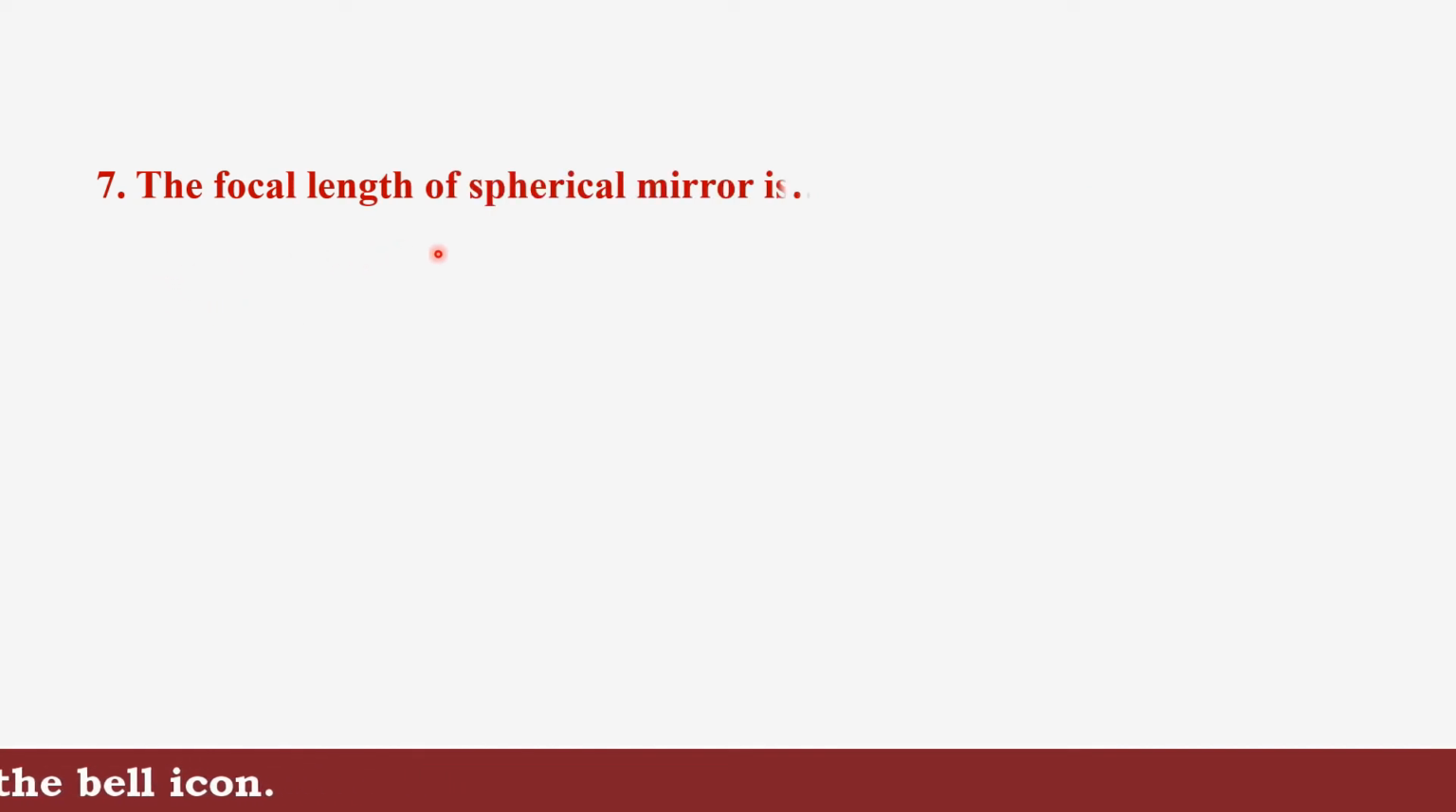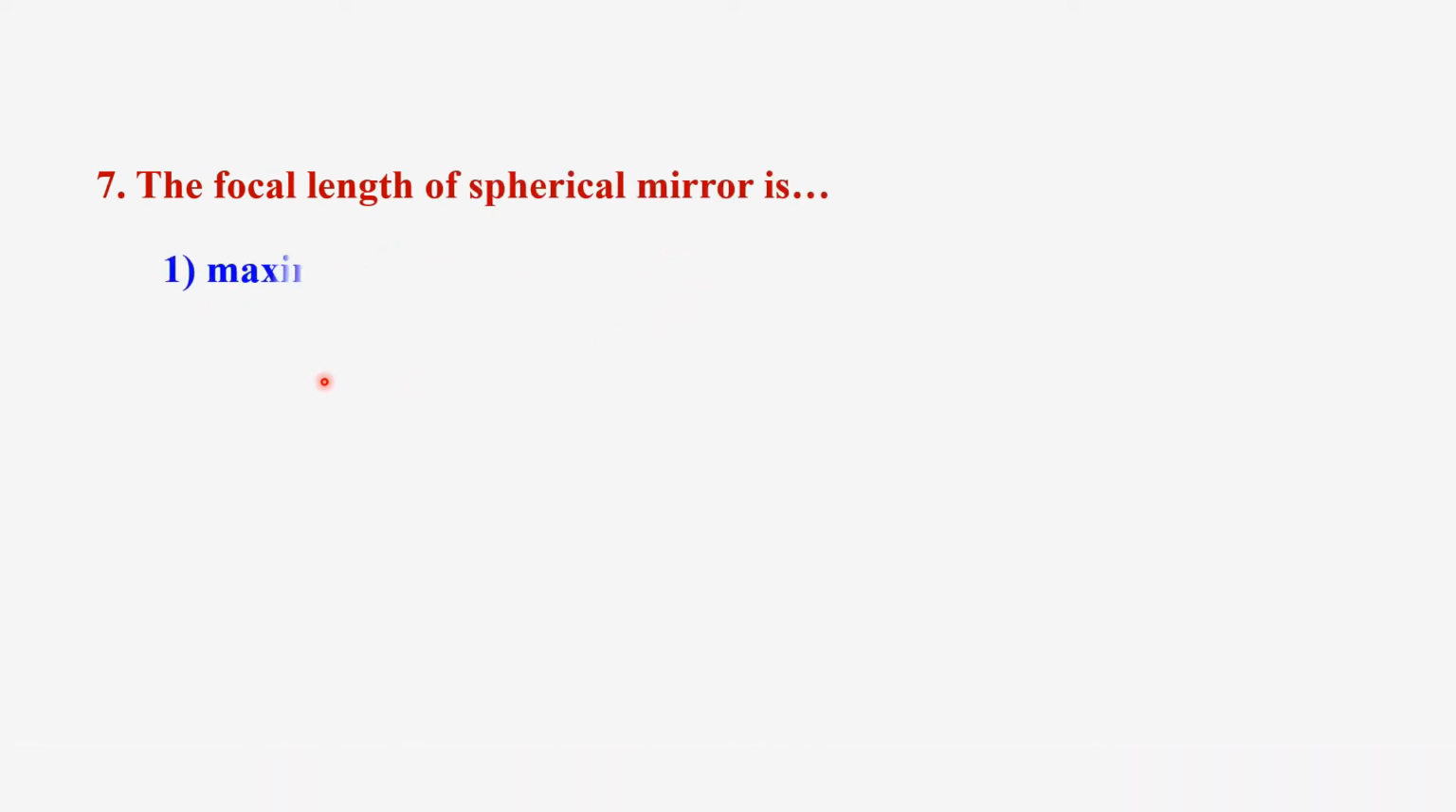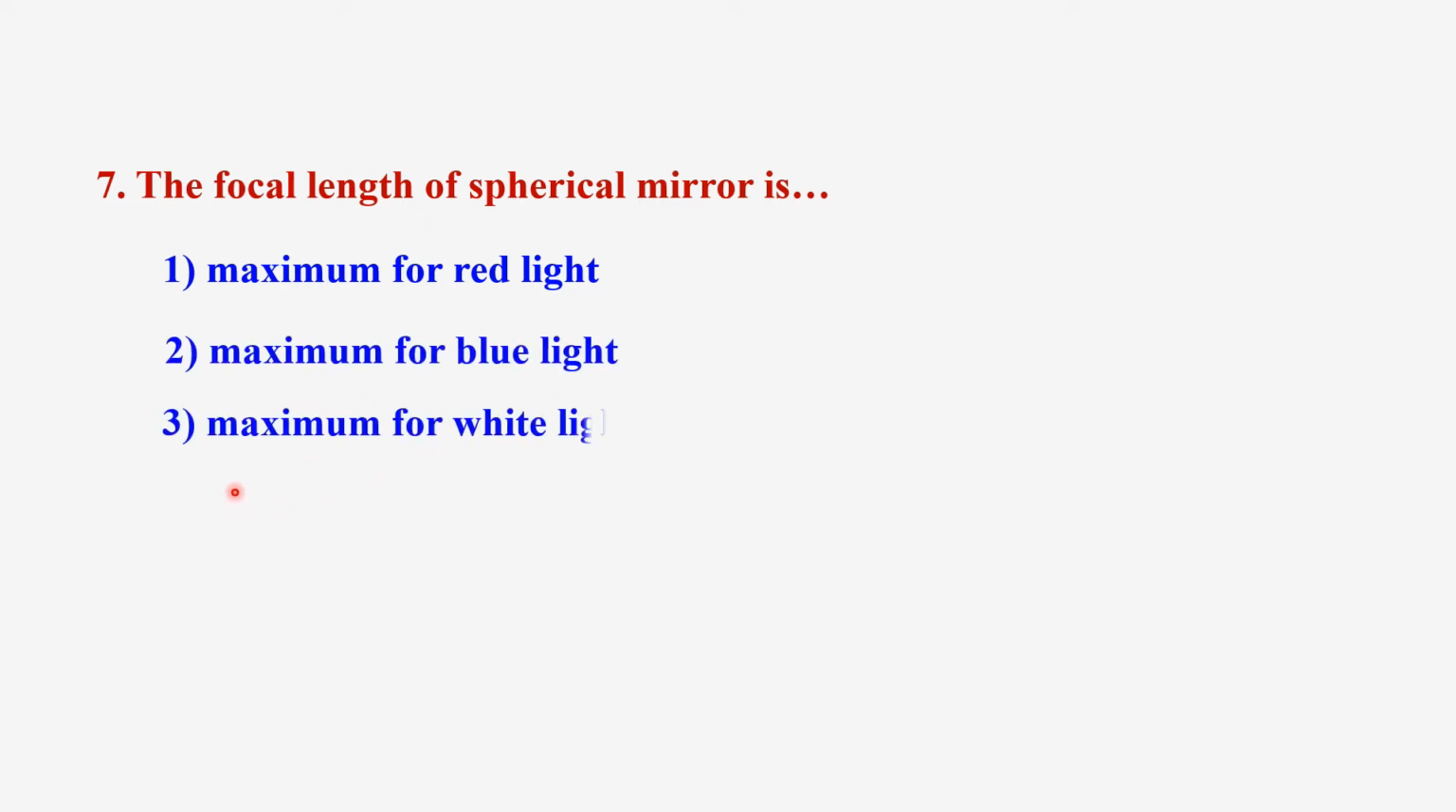The focal length of a spherical mirror is maximum for red light, maximum for blue light, maximum for white light, or the same for all lights. Here the focal length of a spherical mirror is the same for all lights irrespective of the colors. So the focal length of a spherical mirror is the same for all lights.